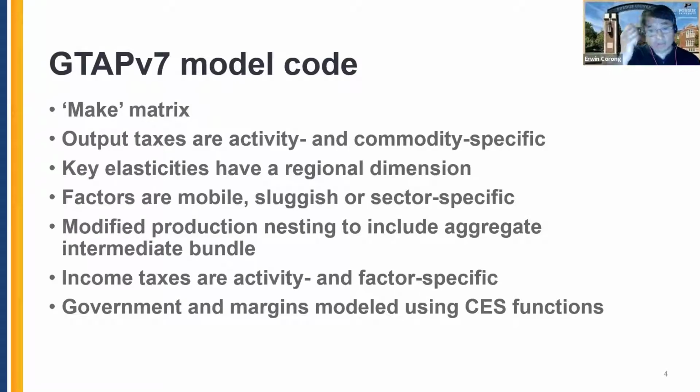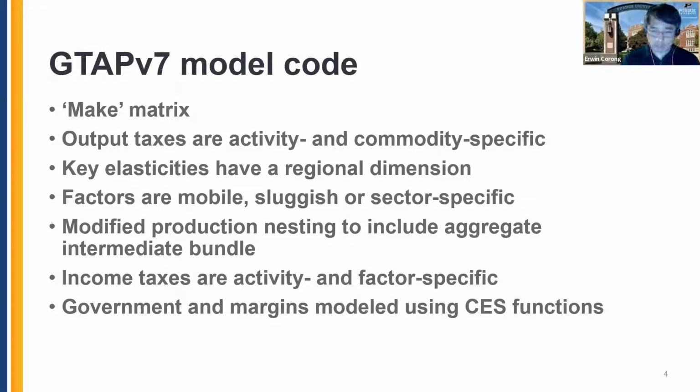We also added a few things. Most variables that didn't have a regional dimension before now have a regional dimension, particularly the key elasticities in the model, although the elasticities are still generic across regions. For example, for the Armington elasticities, it is possible now to make them region specific, particularly if the user has data. We also classified the factors into different categories. Previously there were only mobile and sluggish factors. In V7 we have mobile, sluggish, and sector specific factors, with the sector specific factor being the natural resource factor.